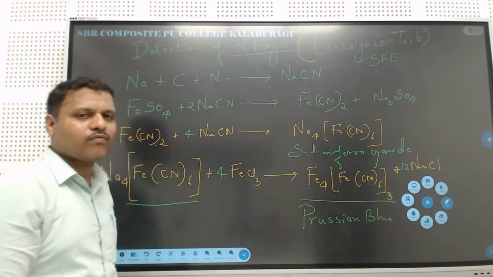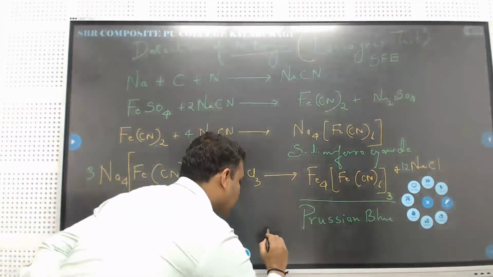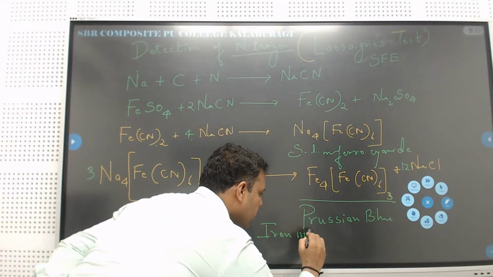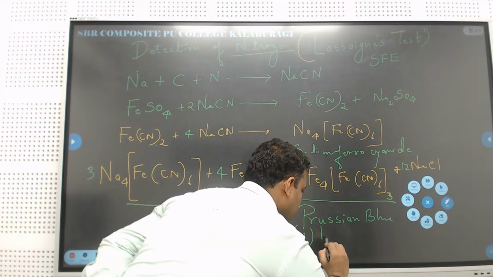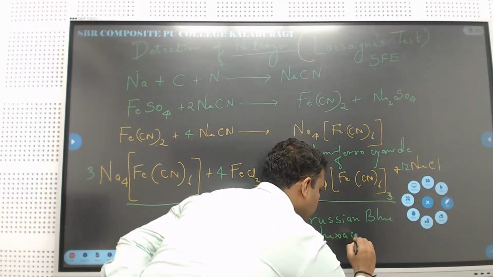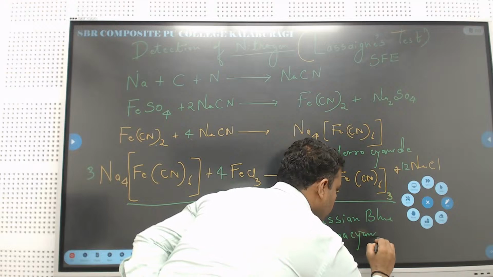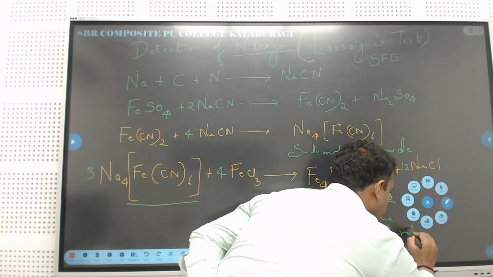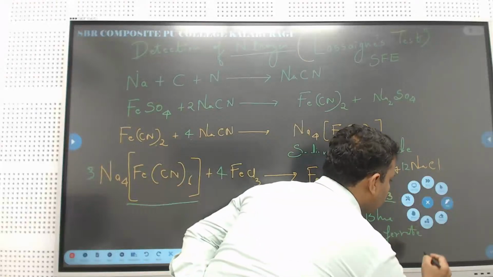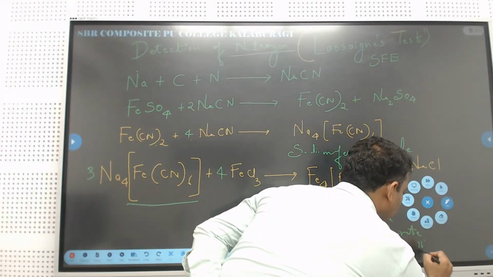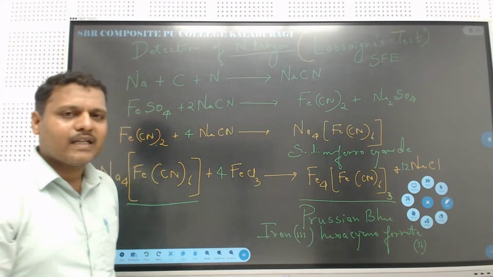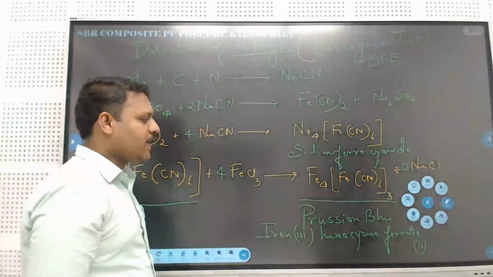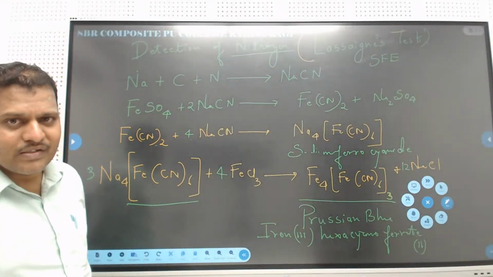And the IUPAC name of this compound is iron(III) hexacyanoferrate(II). Iron(III) hexacyanoferrate(II). It is also termed as ferric ferrocyanide.